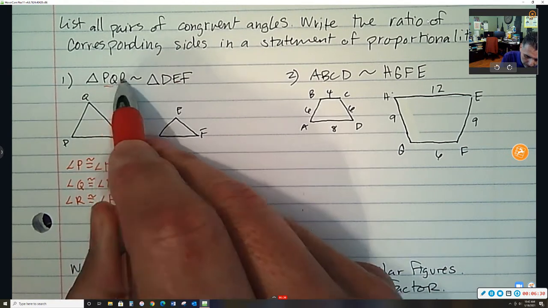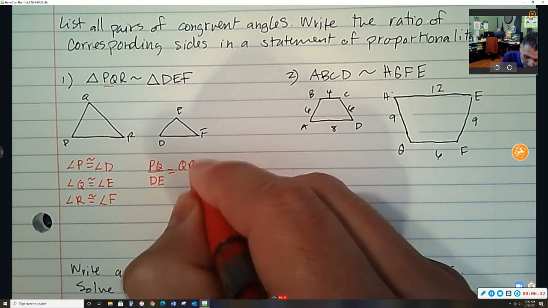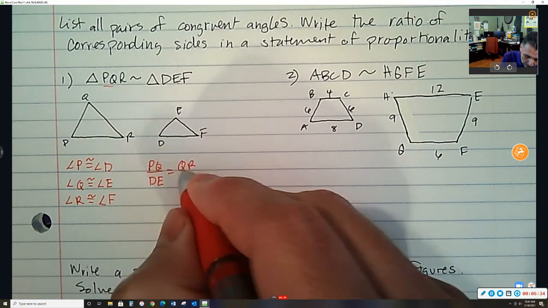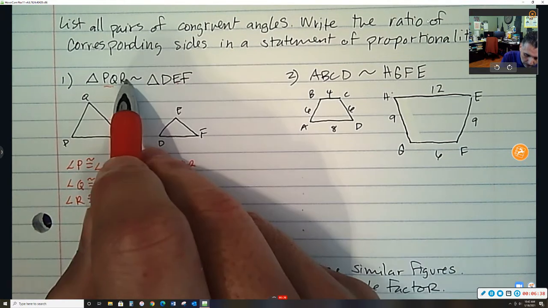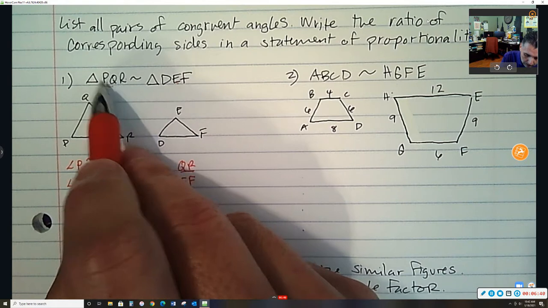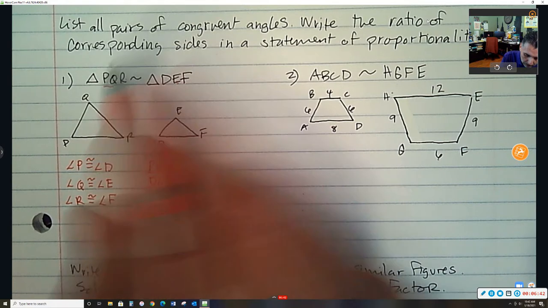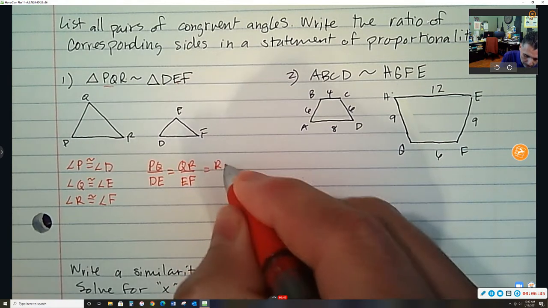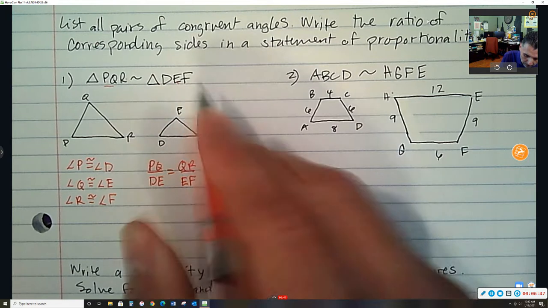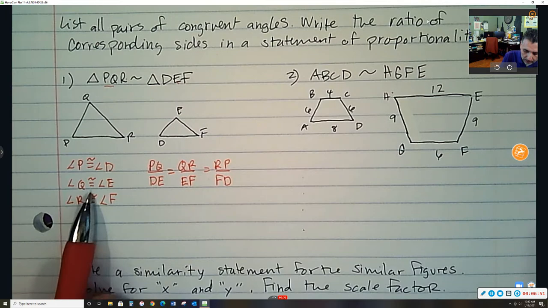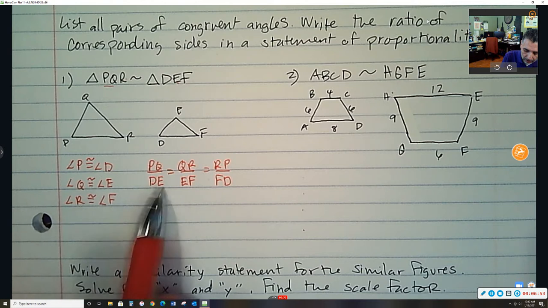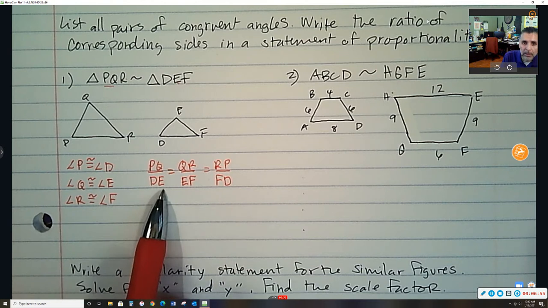And then if I go QR, I know that's going to match up with EF. And then it goes RP, it goes back to the beginning. So it goes PQ, QR, and then RP. RP matches up with FD. So here are the congruent angles, and here's the statement of proportionality.